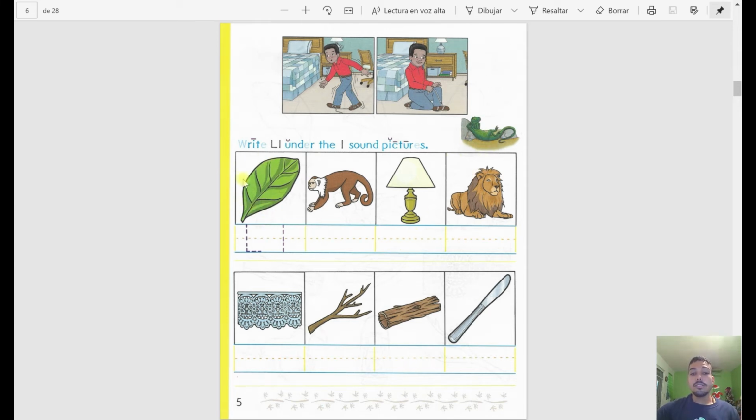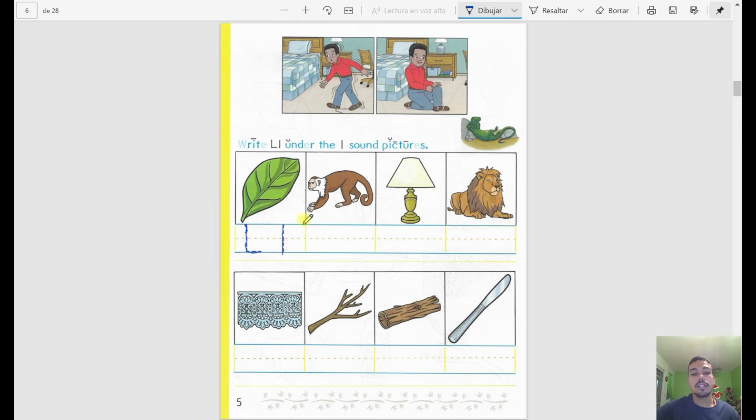The first one is done. La primera está hecha, ¿verdad? Que es la hoja que se dice leaf. Leaf, and leaf has the sound L. So for that, we have to trace the letter L, ¿verdad? Tenemos que trazar la letra L ahí, ¿ok? La L en mayúscula. Y en minúscula, ahí está, ¿verdad?